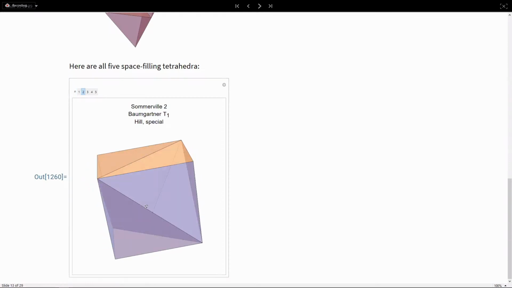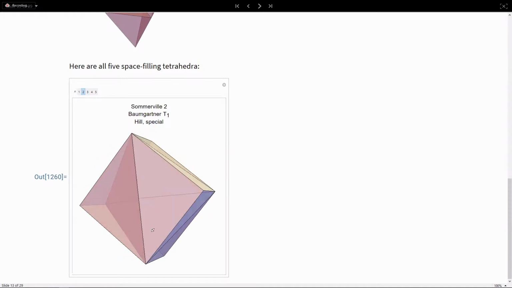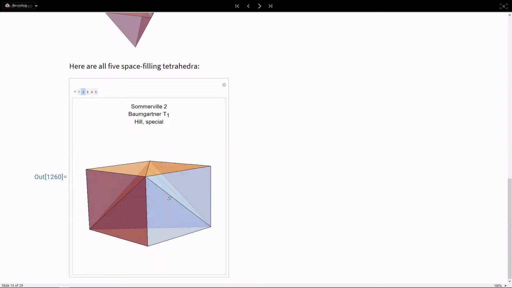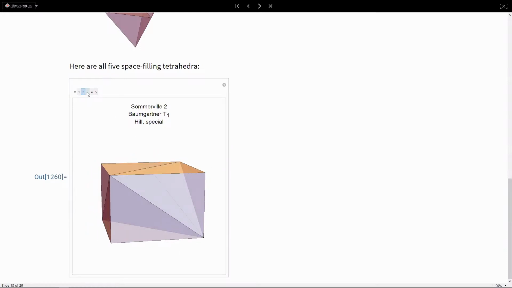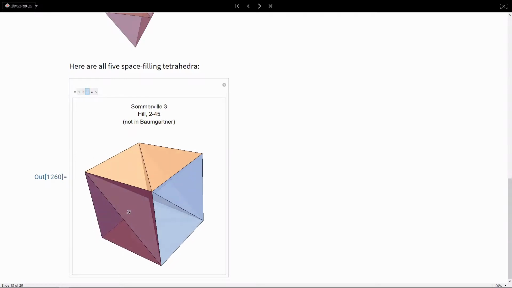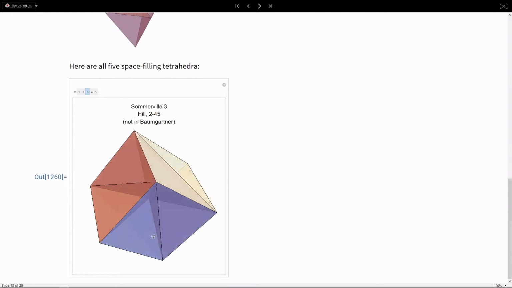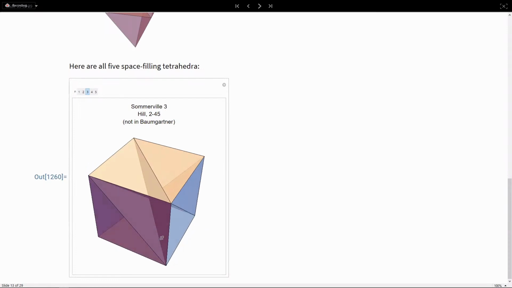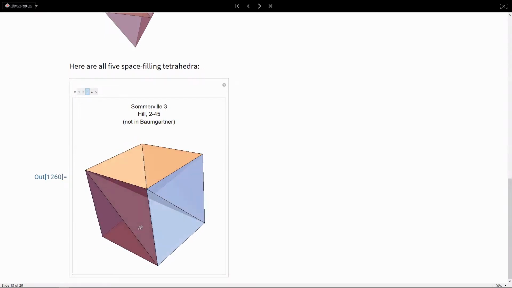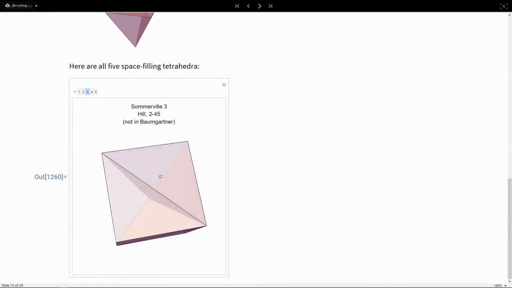Here's another, Somerville 2. This is a way of dividing up a cuboid into 6 similar parts. Here's a third solution, a way of dividing up a cube into 12 parts, I think.